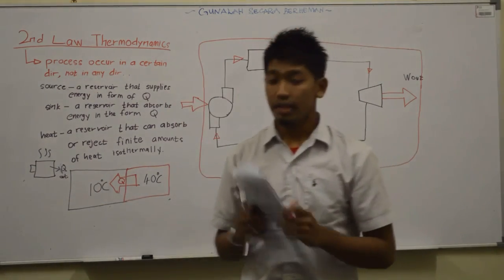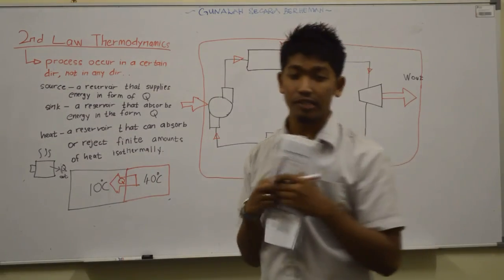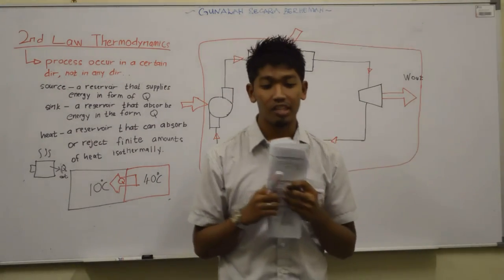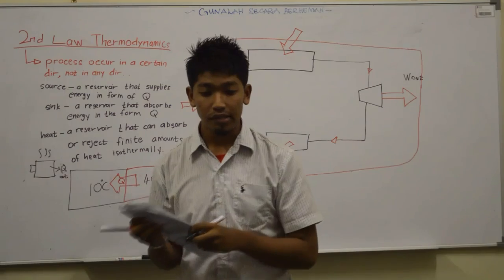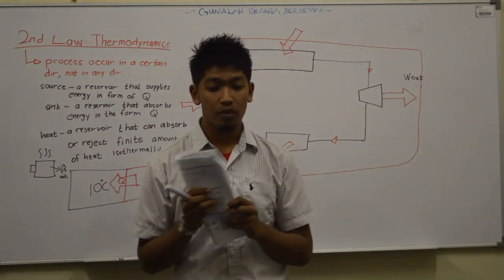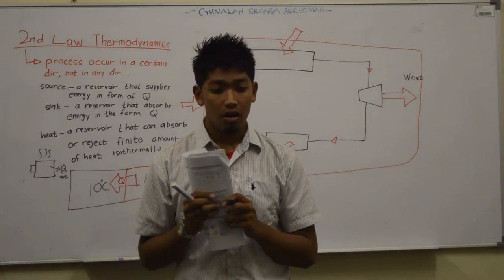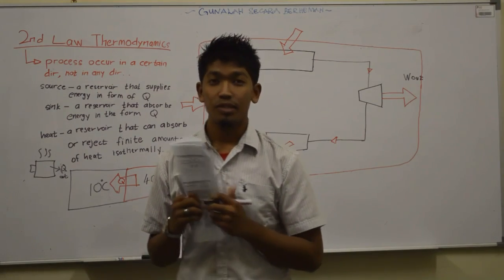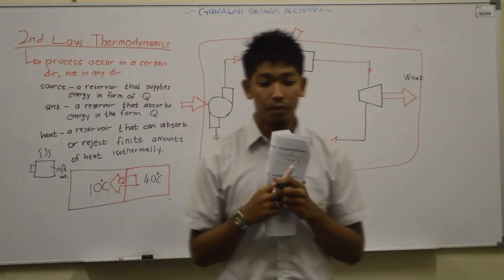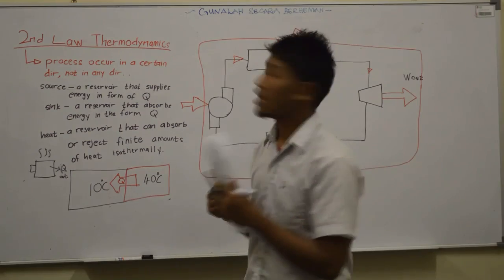Then the function of the second law of thermodynamics is that it establishes the direction for a process, and then it provides a means for measuring the quality of energy and establishes theoretical limits on performance for engineering devices.